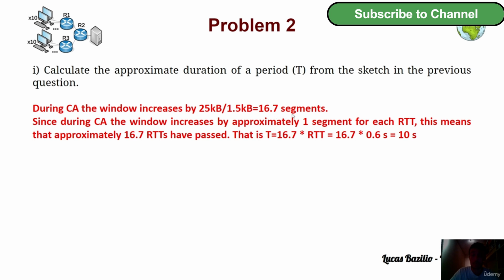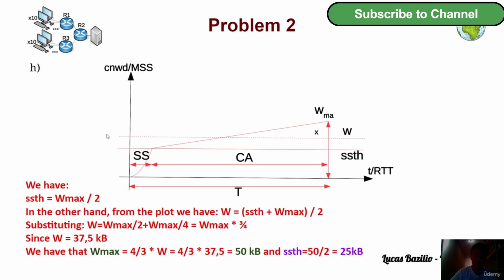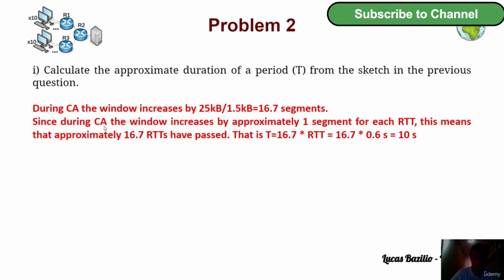So 16.7 segments. And remember, this is a fundamental notion about slow start and congestion avoidance. Since in this sketch the vertical axis, the y-axis, is the congestion window divided by the maximum segment size, this means that during the congestion avoidance phase, the congestion window is going to increase by approximately 1 segment for each round trip time. So, what consequence does this give us? Well, the conclusion is that approximately 16.7 round trip times will have passed.